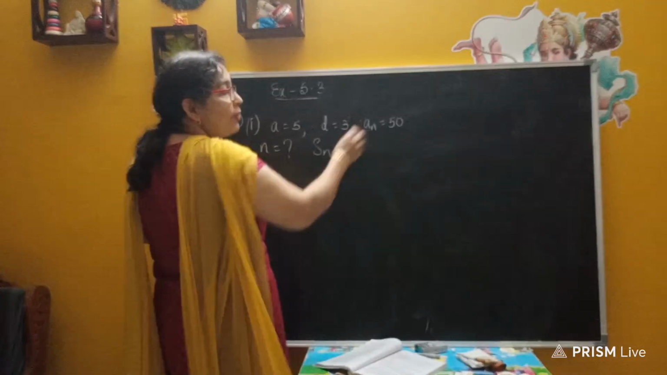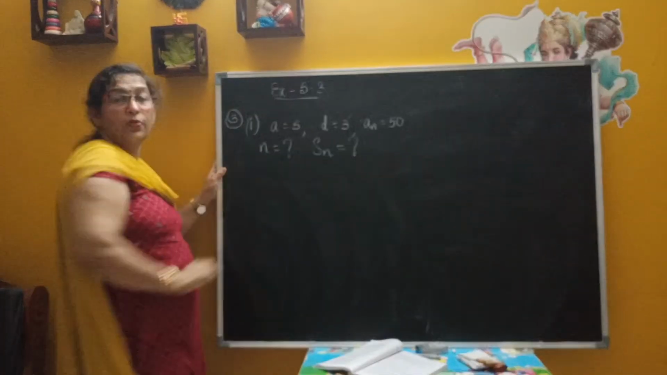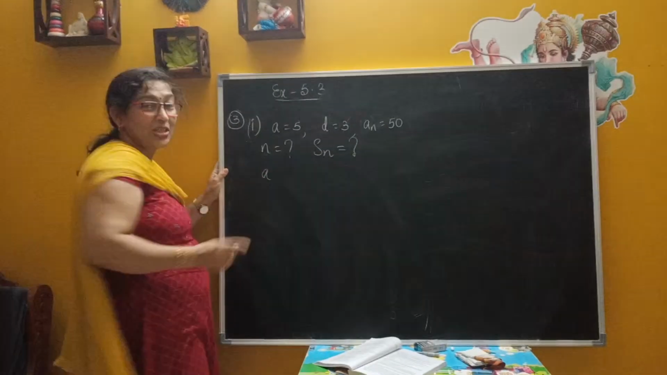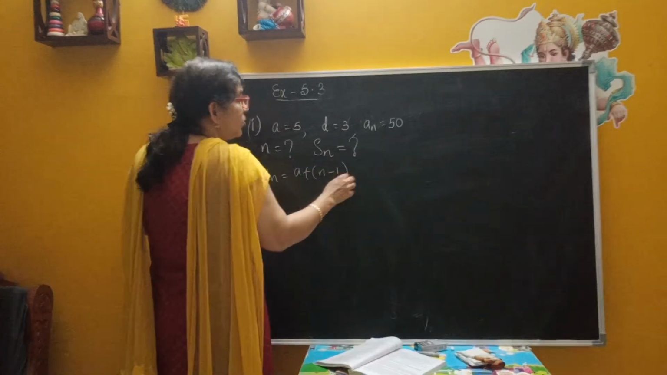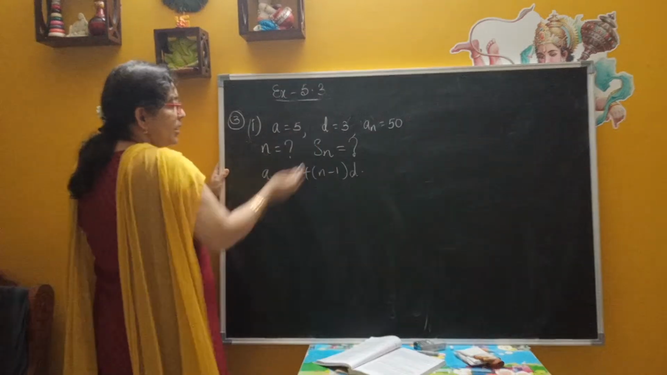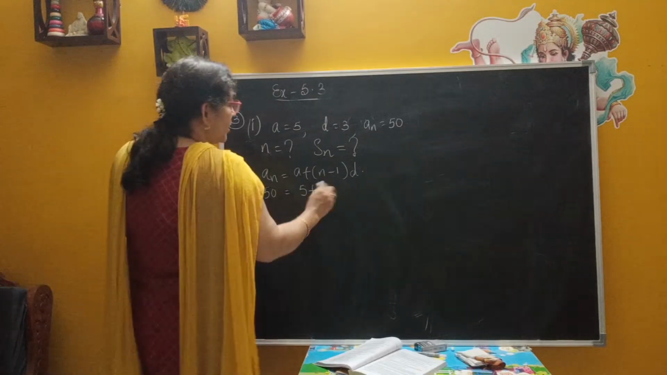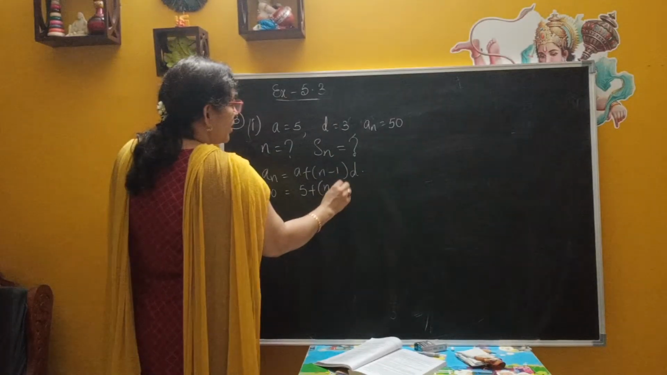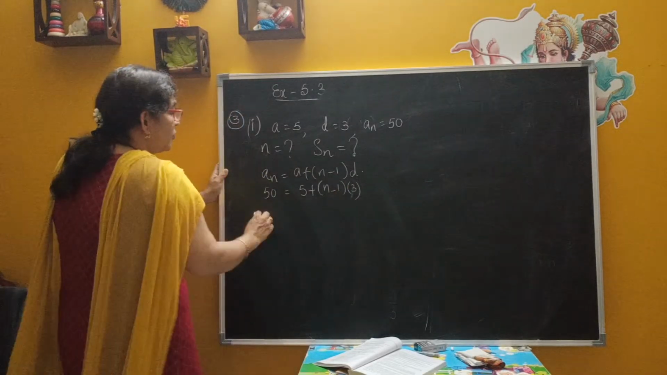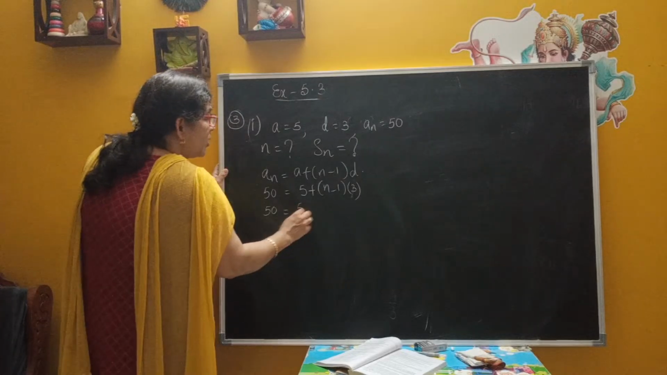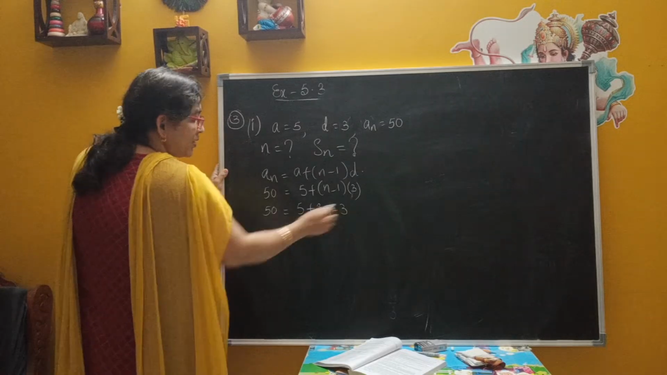How can you find? An value is given, nth term is given, and other two, a and d, are given. Use them and find the value of n. So it is actually similar to second main. So an is equal to a plus n minus 1 into d. So an how much? 50 is equal to 5 plus n minus 1 into d. D is equal to 3. Okay, so 50 is equal to 5 plus 3n minus 3. It is equal to 50 minus 5 minus 3 is 2.